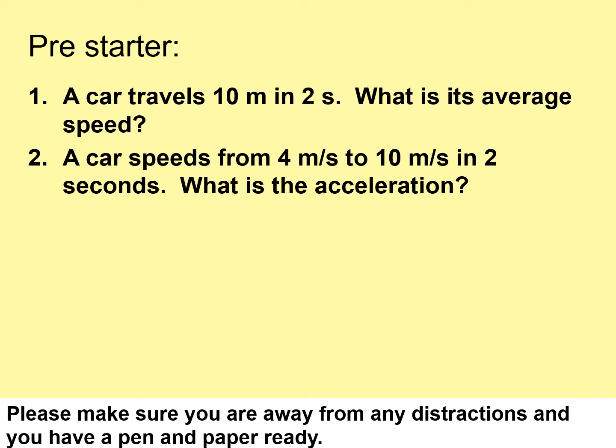Okay, I'm going to help you out a little bit here. To work out speed, it's distance divided by time. So you need to look at which one's the distance in that first one and divide it by the time. And then to work out acceleration, you need to do the change in speed divided by time.